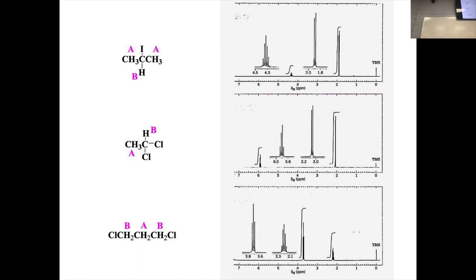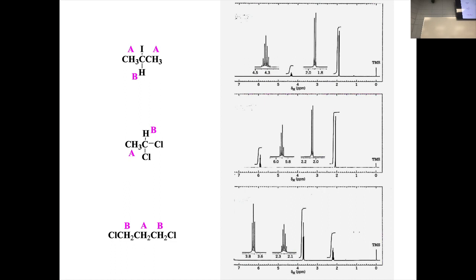So is this A or B? It is B, right? B has 6 neighbors. It should appear as 7 peaks, and it does. And it's directly attached to the carbon bonded to the iodine, so it should be the furthest downfield. A is a doublet because it has 1 neighbor. And this A and this A are identical because there's a mirror plane, right? So this has 1 neighbor. This has 1 neighbor, gives rise to the same signal. And we see that. Okay.